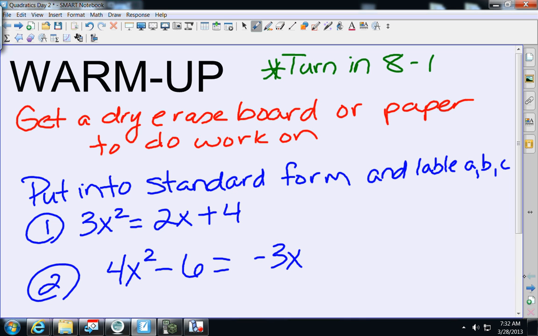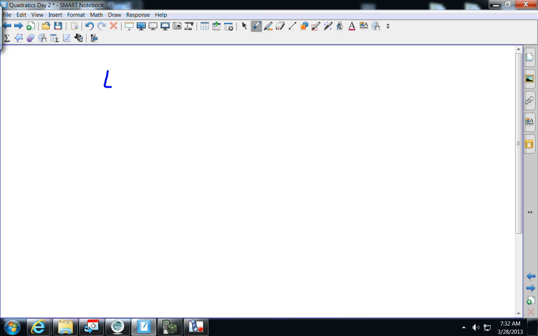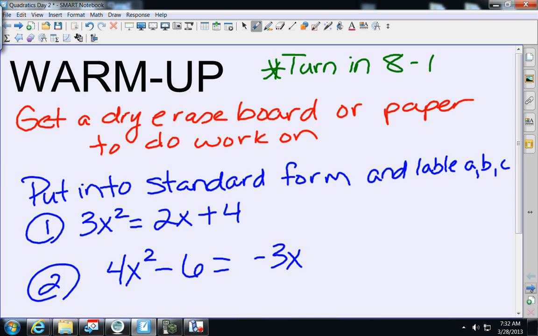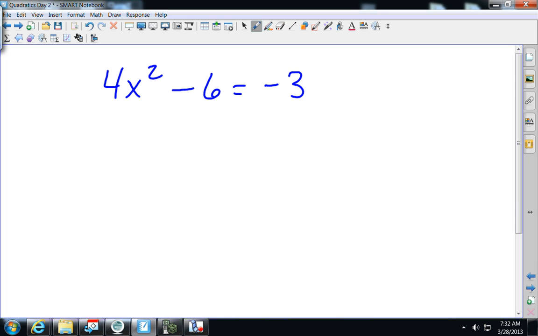On the next one, what do I have? I have 4x squared minus 6 equals negative 3x. There we go. Okay.